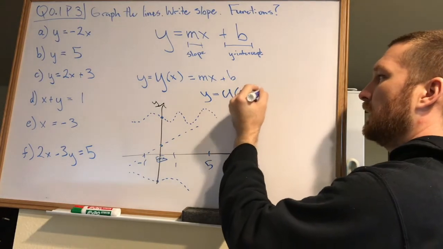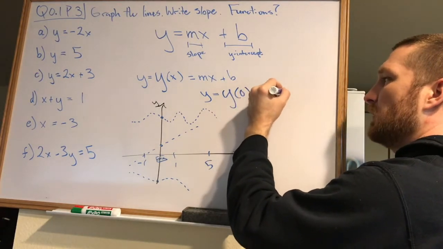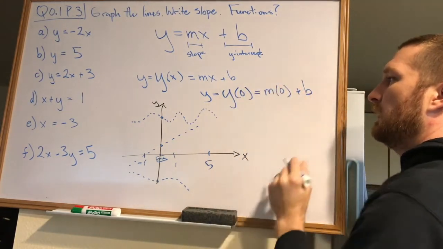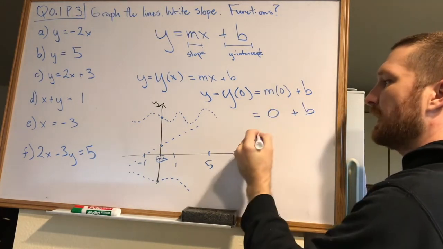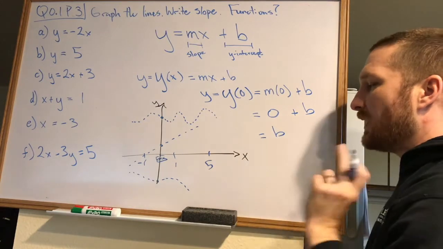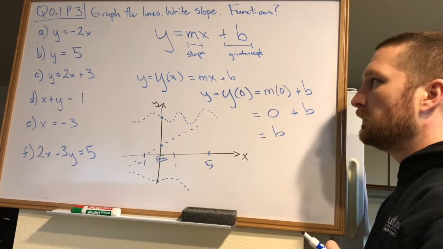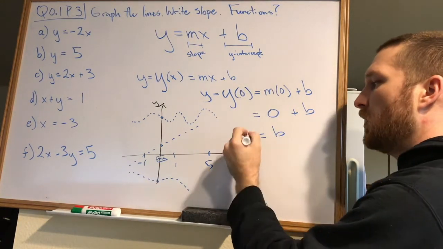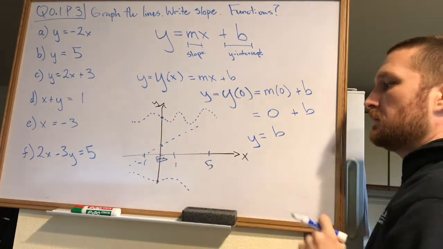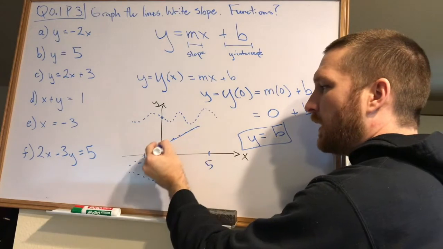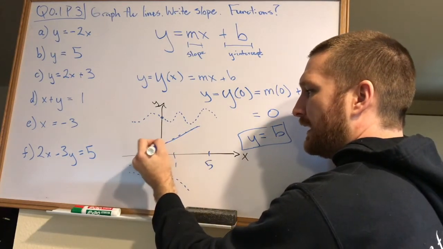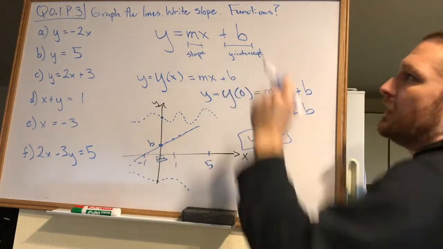Well, let's take a look. If your x value is 0, I'm plugging in a 0. m times 0 is a big fat 0. All you're left with is b. So when your input is 0, that is when your x value is 0, your y value is equal to b. And that's why we call it the y-intercept, because it goes through at wherever number that is.